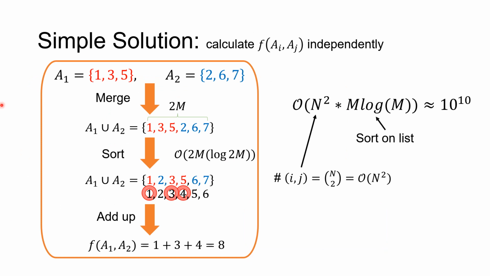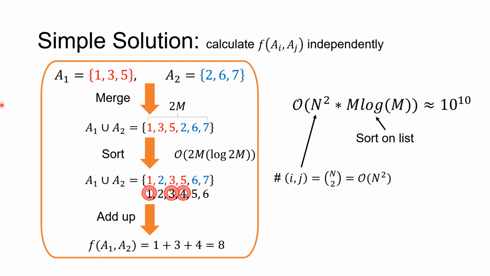First, let's calculate the function directly. Here is a step-by-step process for finding the value of f for A1 and A2. Firstly, merge these two sets and get the union with a size of 2m. Since we need to know the sorted indexes, we sort the union set. Finally, we add up the indexes of A1 and obtain the answer 8.